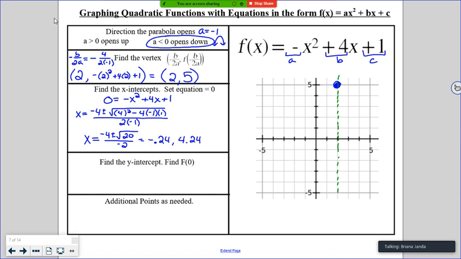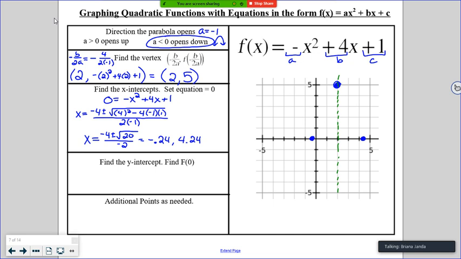That should be our dots. Negative. So now this becomes approximate because I can't graph exactly that. But 1, 2, 3, 4.24. So a little bit bigger than 4 on my graph there.